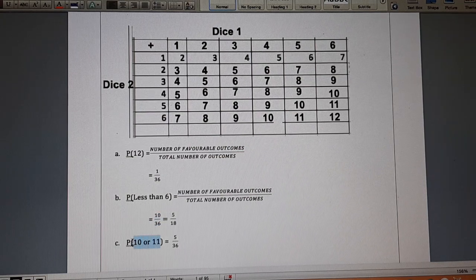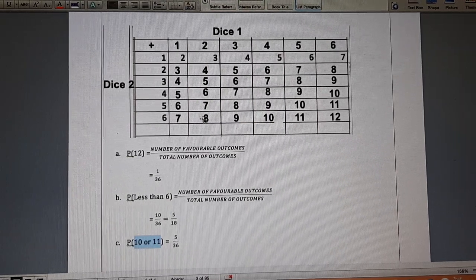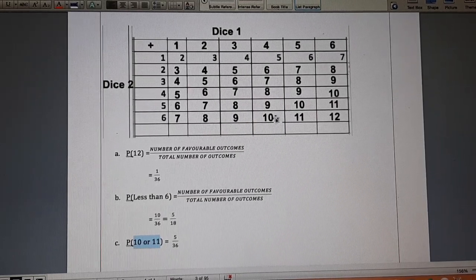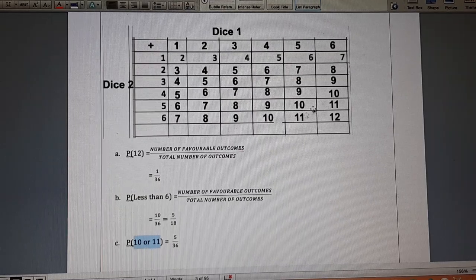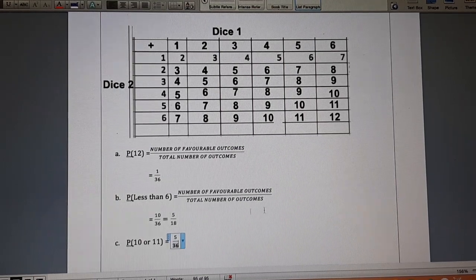The last one is the probability of getting 10 or 11 by adding the scores of the two dice. Count how many 10s or 11s you have got. We have got a 10 by adding the scores 4 and 6. Then we have got another 10, and then another 10. We have got 3 10s and 2 11s by adding the scores on the top of the two dice. So the favorable outcomes, meaning the outcomes that we are looking for, are either 10 or 11. They are 5 in total, 3 10s and 2 11s. So 5 are our favorable outcomes, while total outcomes are 36. In this way we can find the probability of getting 10 or 11.